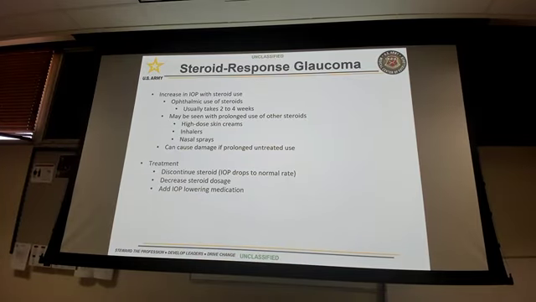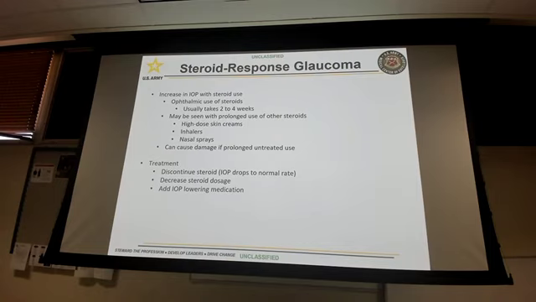And the last of it is the steroid response glaucoma. This is due to the increase in intraocular pressure due to steroid use. For ophthalmic steroid medications, it usually is when a patient is on that medication for about 2 to 4 weeks. You can also see an increase in intraocular pressure with other forms of steroids, so high dose creams, inhalers, nasal sprays, and this can cause damage to the optic nerve if you leave it untreated.